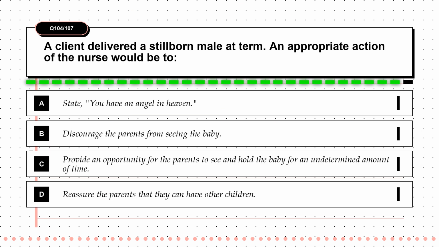Question 104. A client delivered a stillborn male at term. An appropriate action of the nurse would be to, here are the options. Option A. State, "You have an angel in heaven." Option B. Discourage the parents from seeing the baby. Option C. Provide an opportunity for the parents to see and hold the baby for an undetermined amount of time. Option D. Reassure the parents that they can have other children.